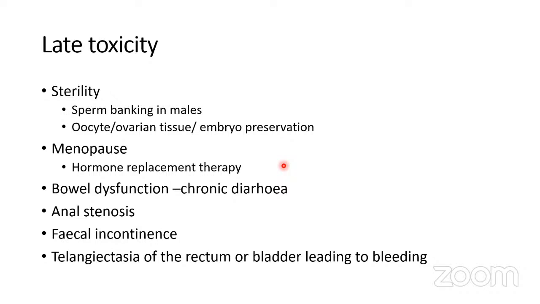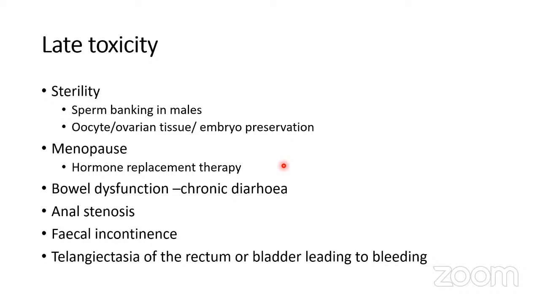of fertility preservation in appropriate patients before starting the patient on radiotherapy. In males, we go for sperm banking. In females, we go for oocyte or ovarian tissue or embryo preservation. And in females, menopause can happen because of radiotherapy, and chronic bowel dysfunction can happen.